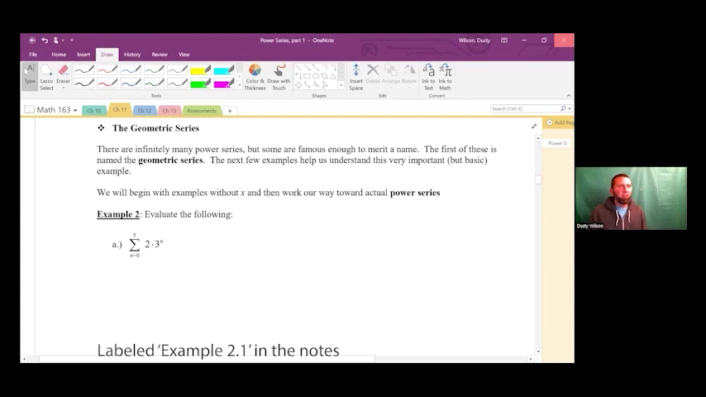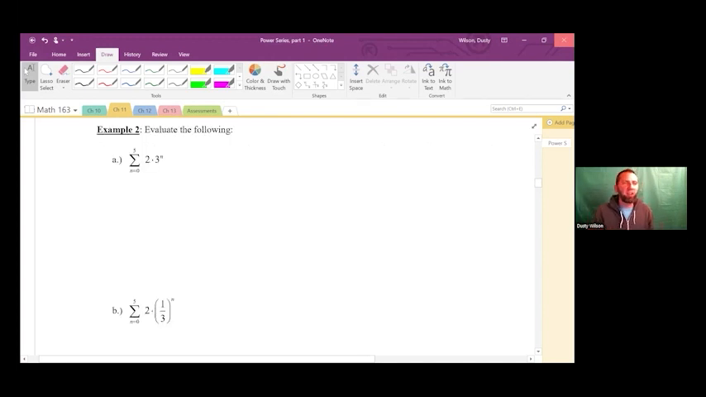The geometric series. There are infinitely many power series, but some are famous enough to merit a name. The first of these is named the geometric series. The next few examples help us understand this very important but basic example. So we will begin with examples without x and then work our way towards an actual power series, that is, that infinitely long polynomial. Example 2. Evaluate the following. A. The sum from n equals 0 to 5 of 2 times 3 to the n.